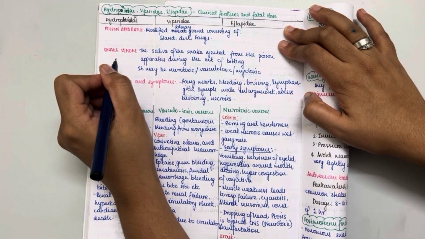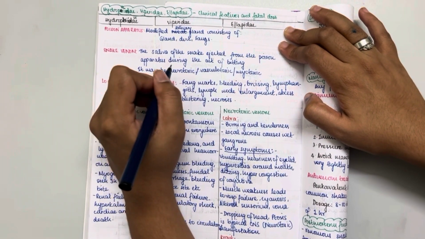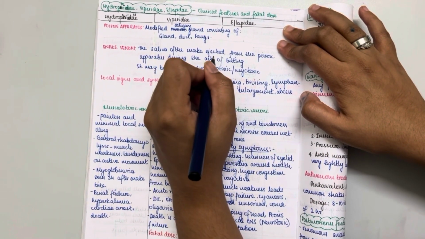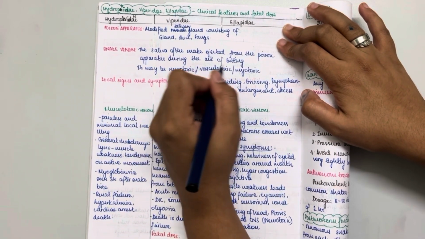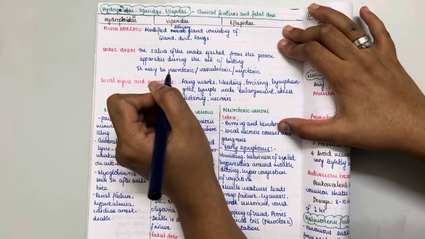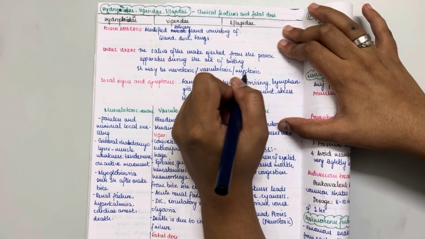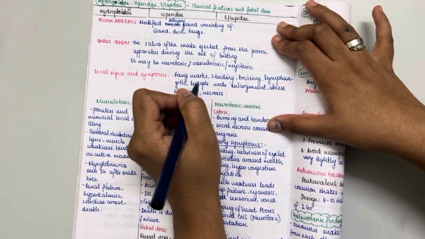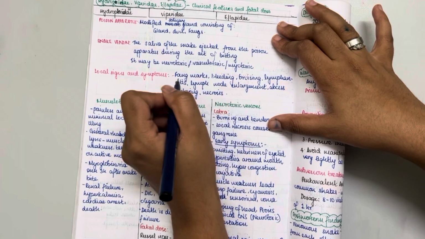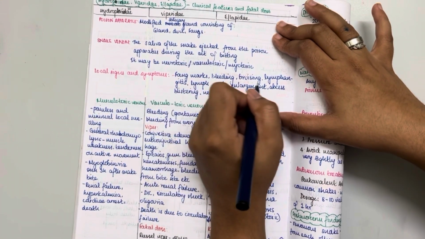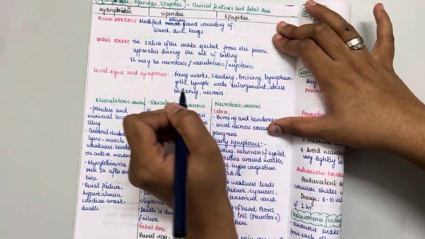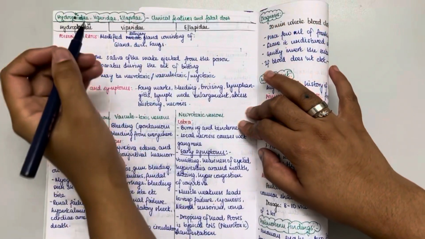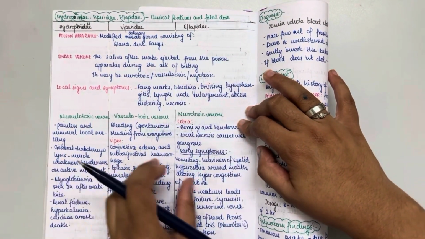Next is snake venom, the poisonous thing which is going to be injected into the victim. So it is nothing but the saliva of the snake ejected from the poison apparatus during the act of biting. It may be neurotoxic, vasculotoxic and or myotoxic. Next is the local signs and symptoms that the patient is going to have. So it is basically fang marks or the bite marks, bleeding, bruising, lymphadenopathy, lymph node enlargement, abscess formation, blistering and necrosis.